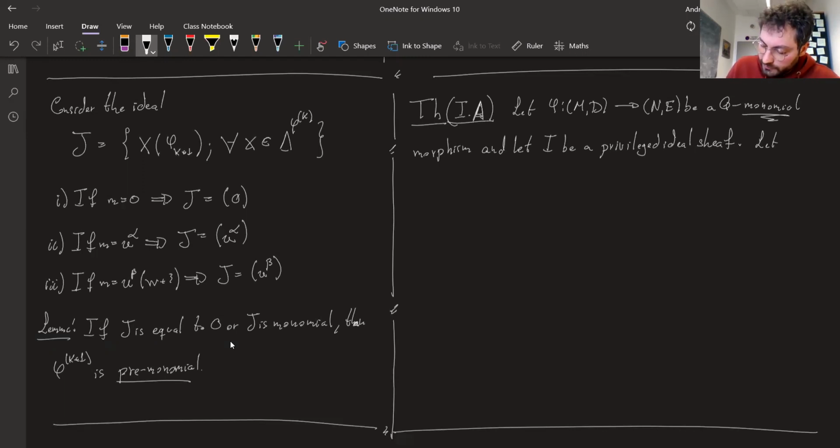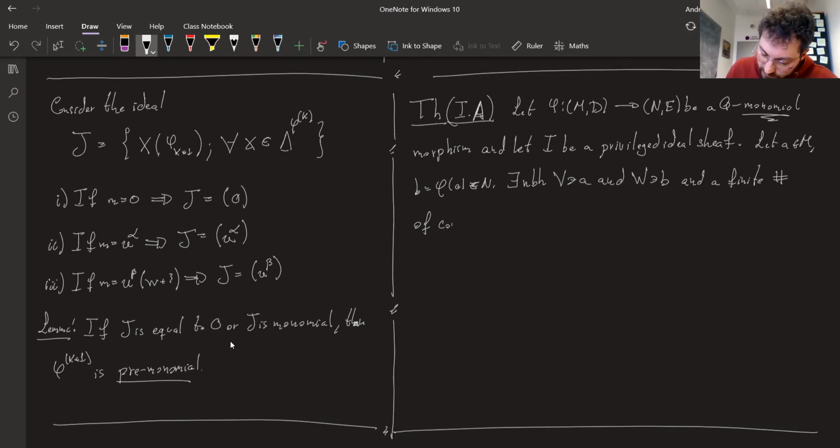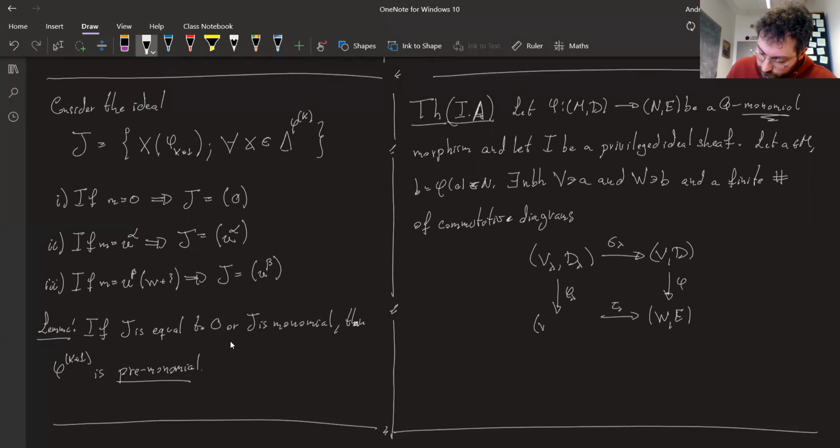Then we do the local version. Let A in M be equal to P of A, which belongs to N. So there exist neighborhoods V of A and W of B, and a finite number of commutative diagrams, just as before, satisfying all of the properties.